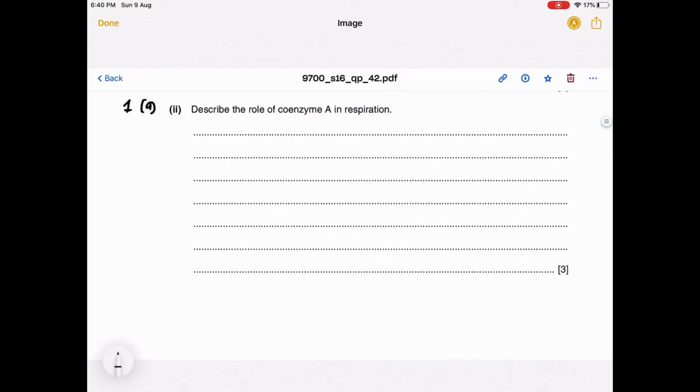This question is also related to respiration, testing your knowledge on the role of coenzyme A. So first thing, when you see coenzyme A, you should know that it's involved in link reaction. So link reaction is step 2 of your aerobic respiration, whereas the next step, step 3, will be the Krebs cycle. So you need to understand that coenzyme A is a link between step 2 and step 3.